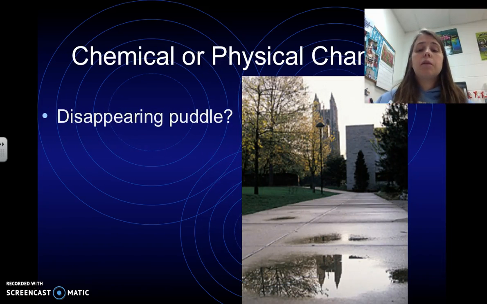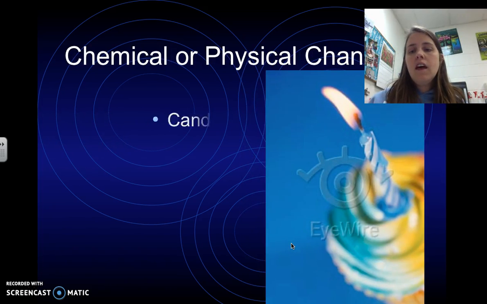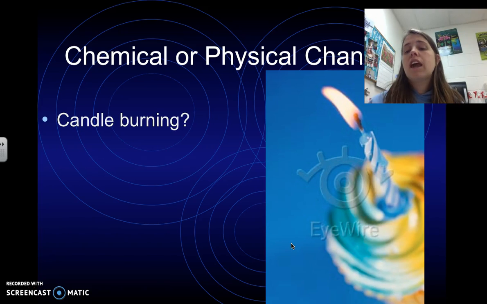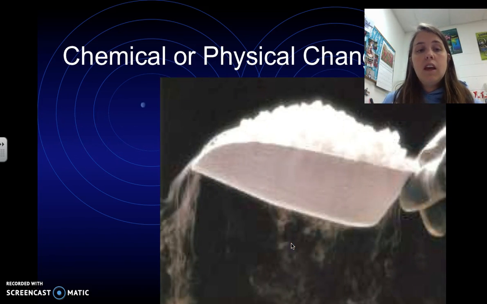And then disappearing puddle. A disappearing puddle is just when it turns from being liquid water into being gaseous water, so that is a physical change. Candle burning. So a candle burning is there's light given off, right? There's light given off, so that is your first clue that it is a chemical change.